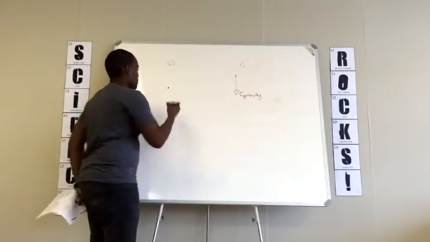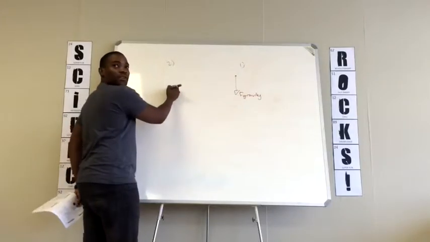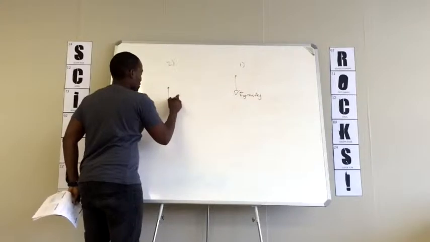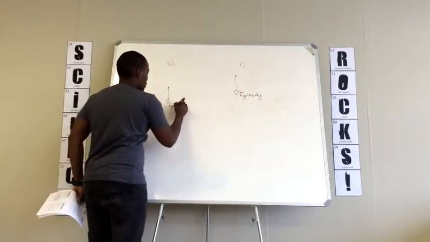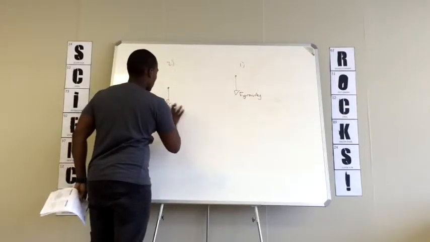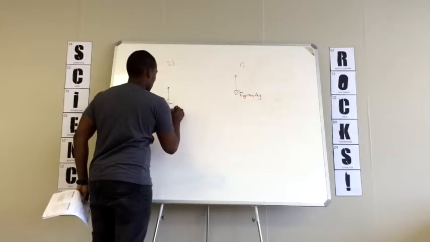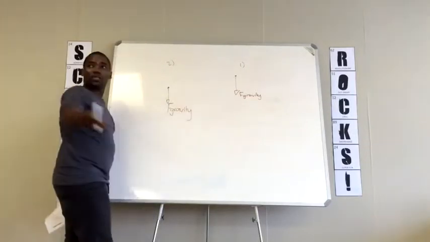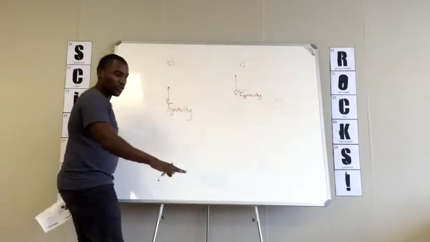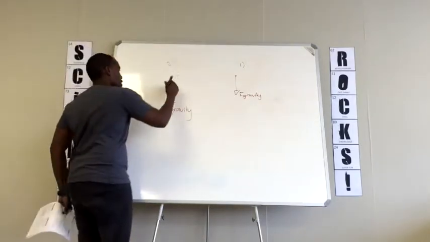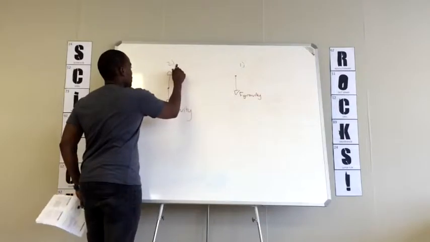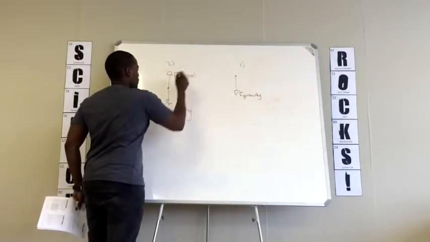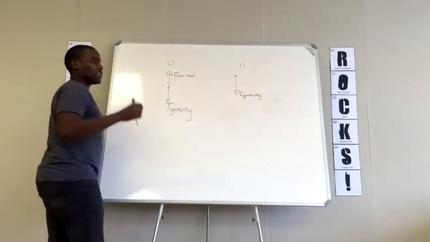Start naming forces. The obvious one that everything has, unless you're an alien without mass, is gravity. F gravity, your weight. You write this bigger. Someone said normal force. It's a car on a surface, so the surface will exert a force back onto the car. We have our normal force here, F normal. And then what else do we have?